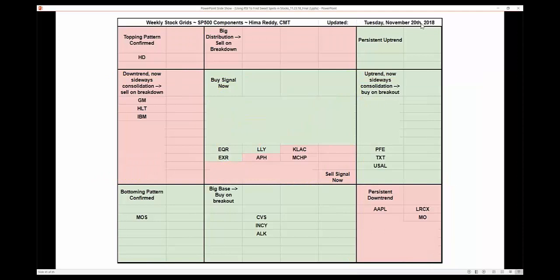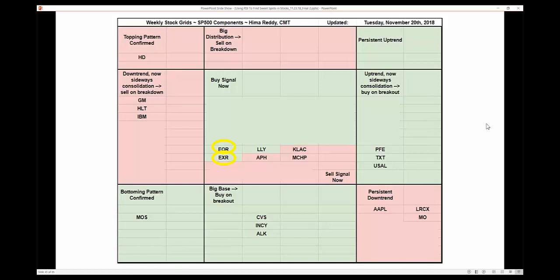Look at when this was updated, Tuesday, November 20th of 2018. That was 2 days ago, 3 days ago, okay, 2 trading days ago. So after the close on Tuesday, I did this analysis, and I'm showing you only a couple of tickers from the categories that were populated because I don't want you to get lost in all of the rest, okay? So they're just covered up for simplicity's sake right now. Buy signal now. Bring your eyeballs to the buy signal now section, and in your head, identify the 3 tickers that are in there. I'm going to highlight them for you right now.